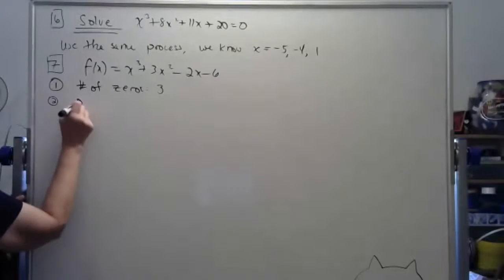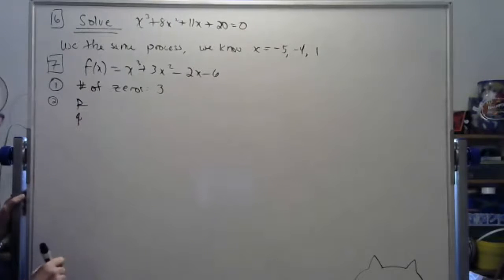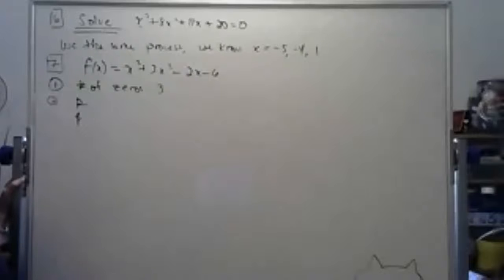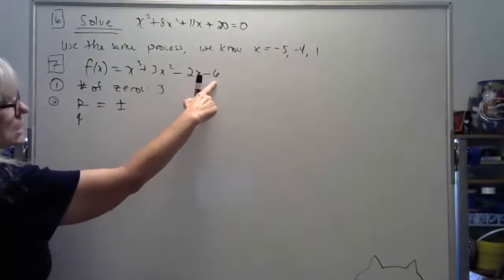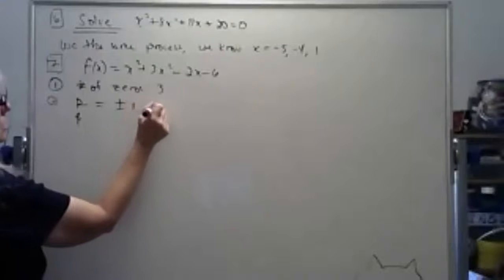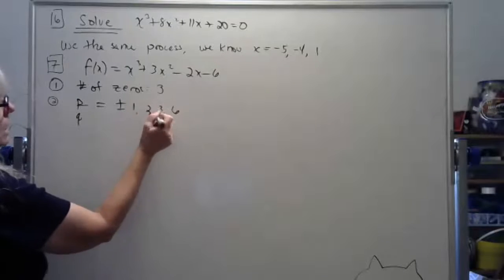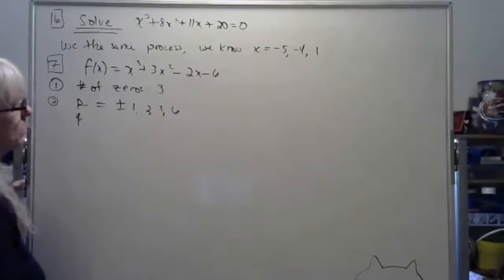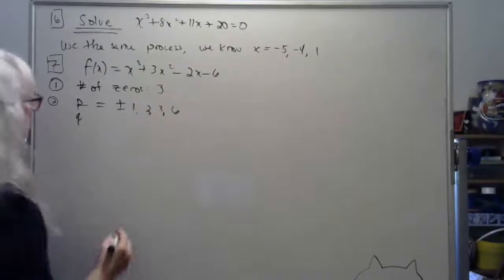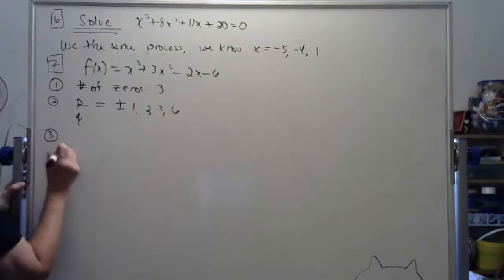The next step is to do your list of P over Q. These are the possible rational zeros. So we need all numbers that divide evenly into 6. That would be 1, 2, 3, and 6. Q this time is 1 again, so I don't have to do anything with it. So far, no fractions. That's a good thing. Okay, step 3 is to graph.